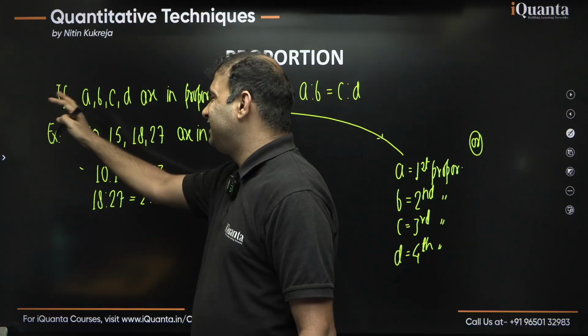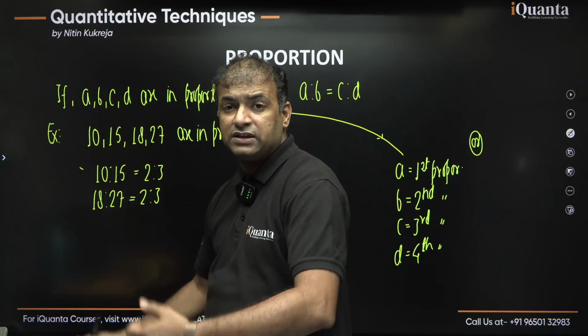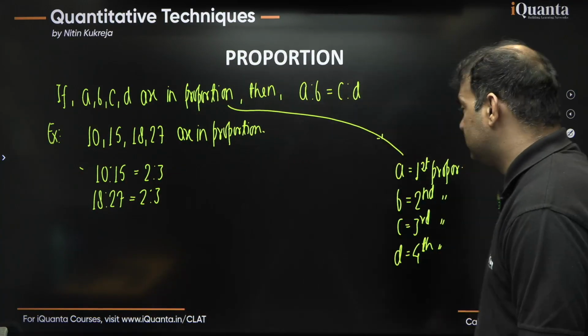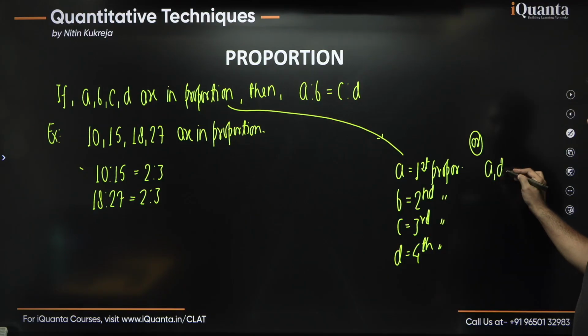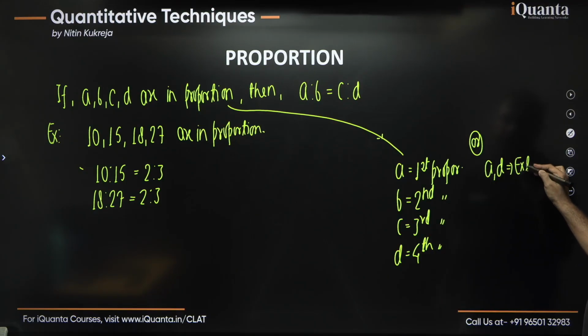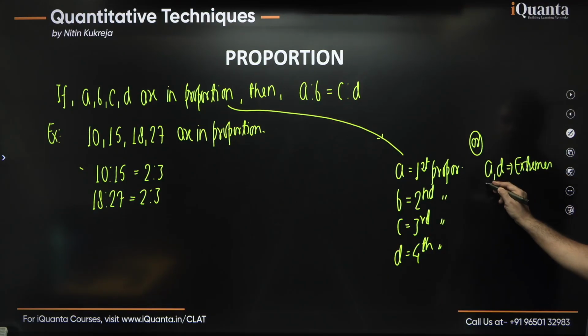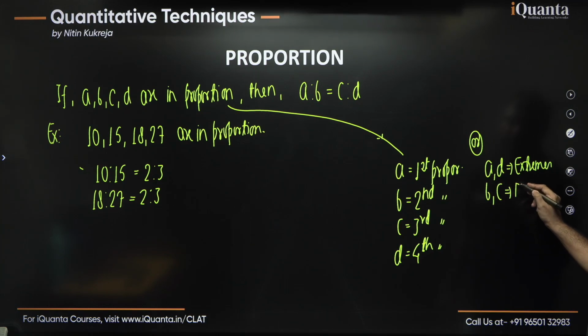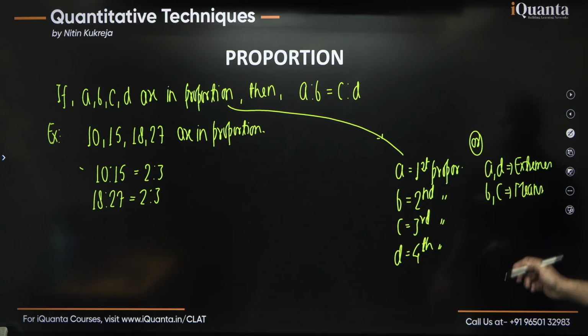Among them, A and D are the extremes, and B and C are in the middle of them. So we can also say that A and D are the extremes, and B and C are the means. Simple, right? We can also say B and C are the means. All right, guys, so this is another way of naming them.